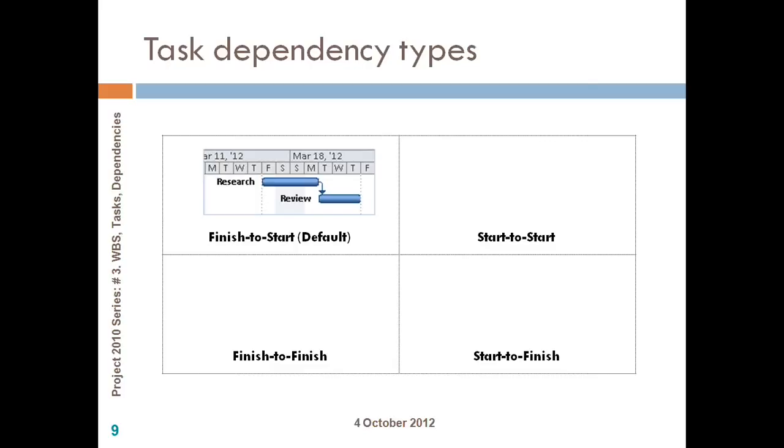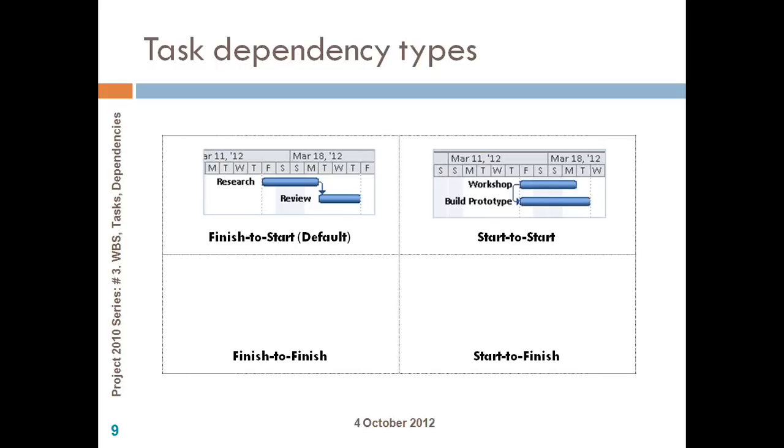In this example, you have a research and a review. As you can see, the arrow that connects the research and review: the tail of the arrow is pointing to the finish, the head of the arrow is pointing to the review, which means there is a finish to start between the research and review.